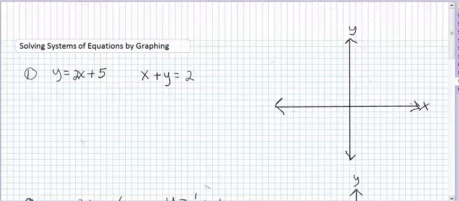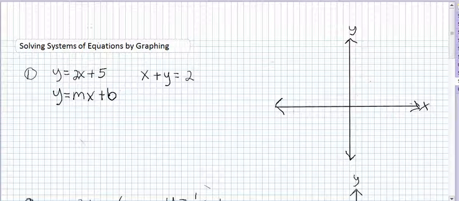So the first thing you need to do when you do this is look at your two equations and see if they are in slope-intercept form. One has the equation y is equal to 2x plus 5, and the second equation is x plus y is equal to 2. Now ask yourself, is the first one, y equals 2x plus 5, in slope-intercept form? I'm going to remind us what slope-intercept form is. Slope-intercept form is y is equal to mx plus b.